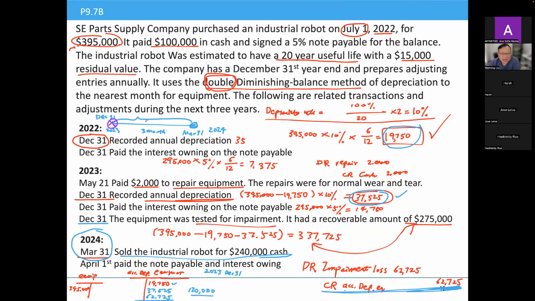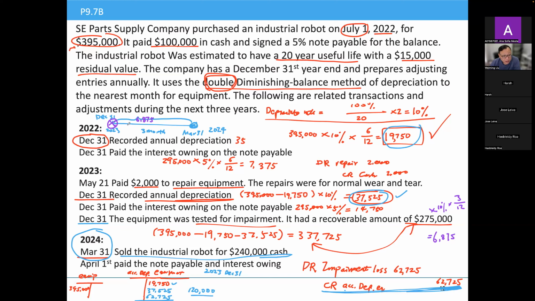Okay, so now this calculation is easy. You use this 275,000 times 10%. And remember, you have to think about the partial year. It's 3 months out of 12. So what is that result? 275,000 divided by 10 divided by 4. What I got is 6,875. Yeah, that's correct. So this depreciation is 6,875.